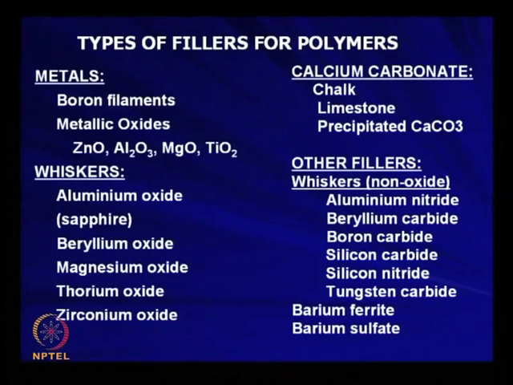whiskers, aluminum oxide, sapphire, beryllium oxide, magnesium oxide, thorium oxide, zirconium oxide, these are also used as fillers. Calcium carbonates, say chalk, limestone, precipitated calcium carbonate, these are also used as fillers. Other fillers, say whiskers, again single crystalline fibers of very thin diameter: aluminum nitride, beryllium carbide, boron carbide, silicon nitride, tungsten carbide, barium ferrite, barium sulfate.